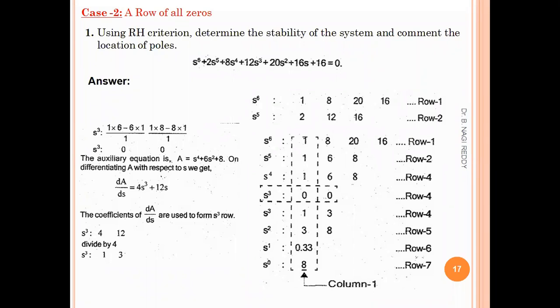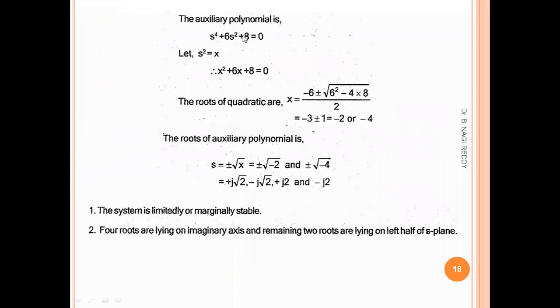That is because of the existence of imaginary roots. So when we get this case, when all zeros are there, then a few roots are definitely imaginary. How many roots are imaginary? That depends upon the auxiliary equation. You can see the auxiliary equation's maximum S power is 4. So 4 roots are imaginary roots. If we want to calculate those roots, we can calculate them using this auxiliary polynomial.